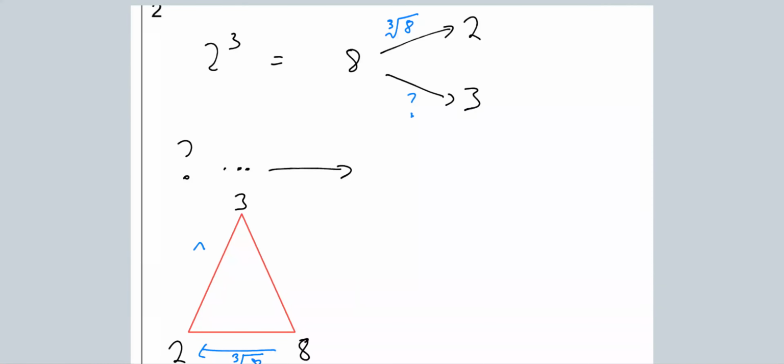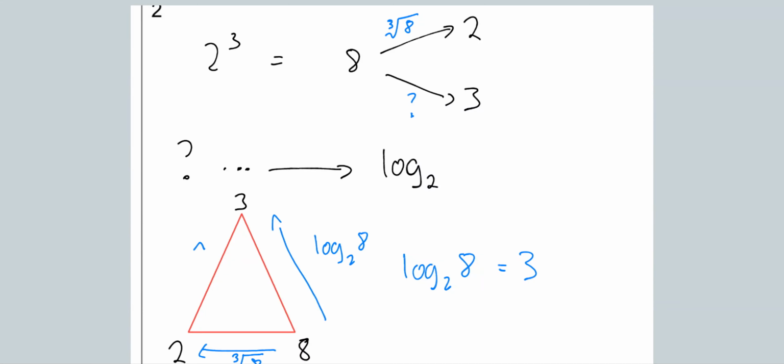Well, basically, we call it a logarithm, and that question mark is going to be a log. Just like what we've done in the other instances, we use the other corner of the triangle to work out the undo. So we put the base down here, and in this instance it's log base 2. To go backwards this way, I'm going to use log base 2 of 8. So log base 2 of 8 is equal to 3. And that is just a definitional thing.